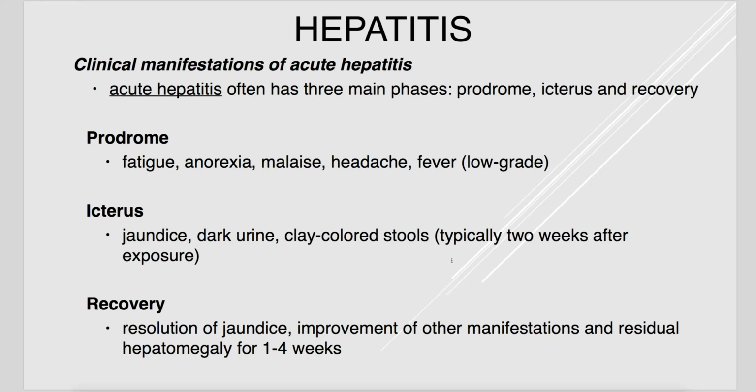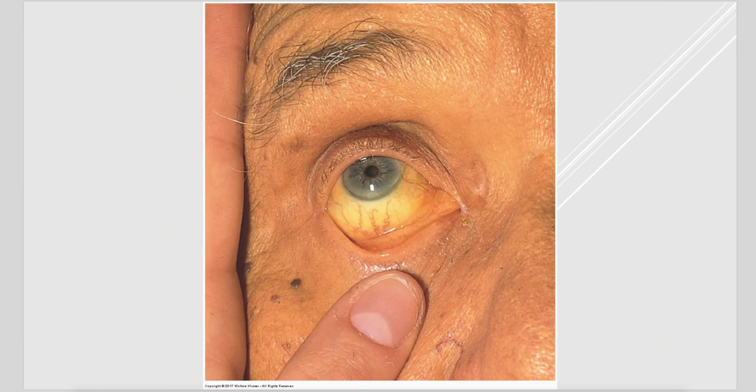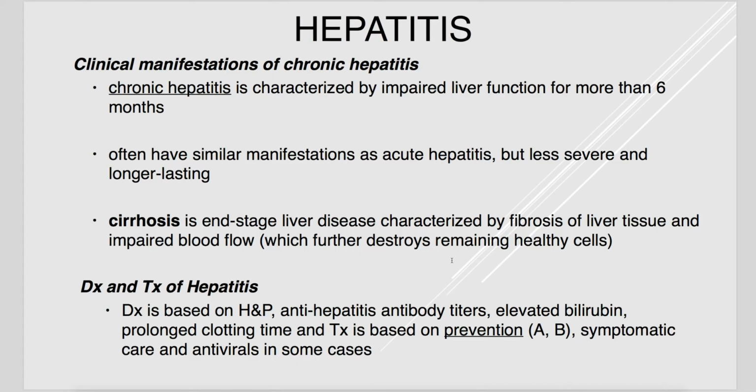And, 2 weeks after exposure. And then you'll have the recovery phase. So jaundice goes away, you start to feel better. This is basically convalescence. And most people have some level of hepatomegaly for 1 to 4 weeks afterwards. So, of course, this is jaundice of the sclera of the eye.